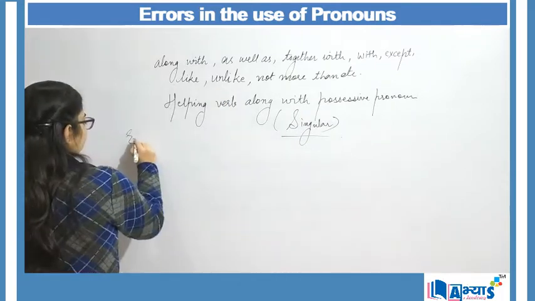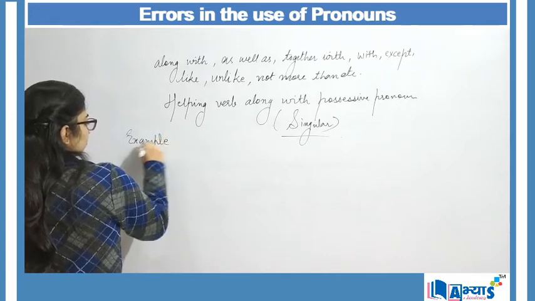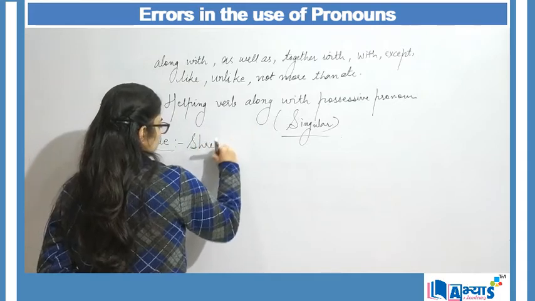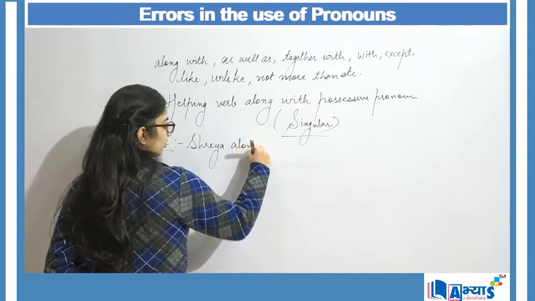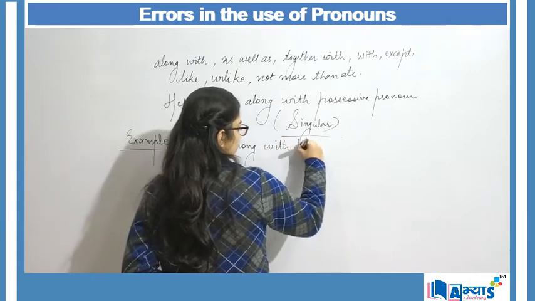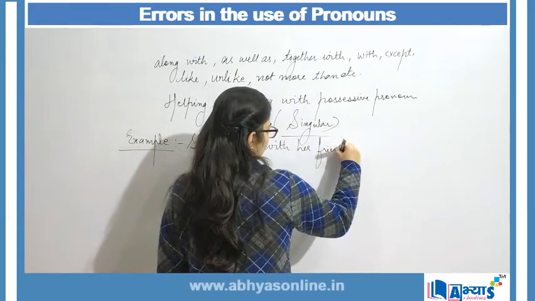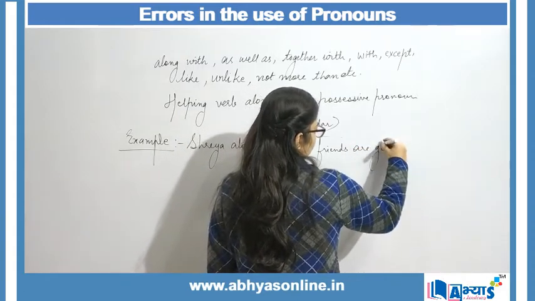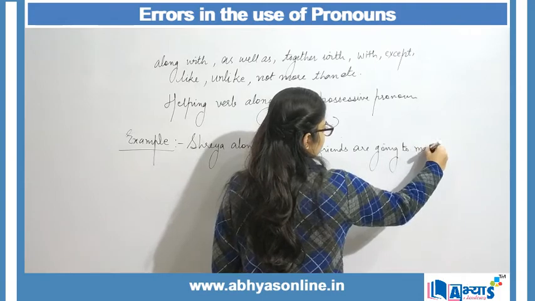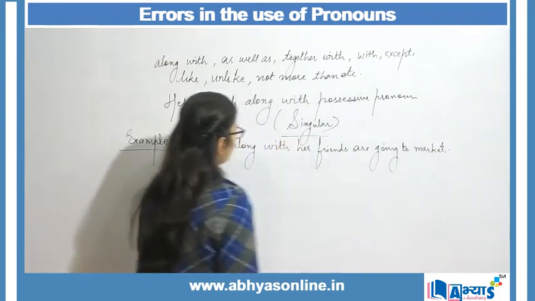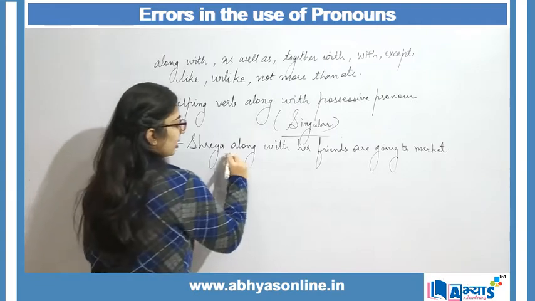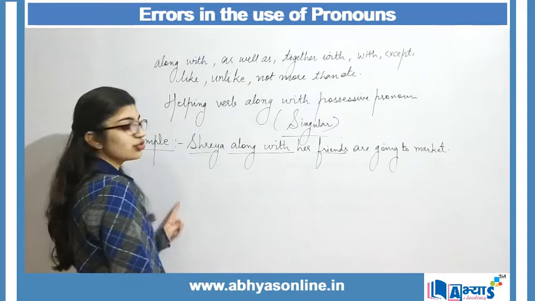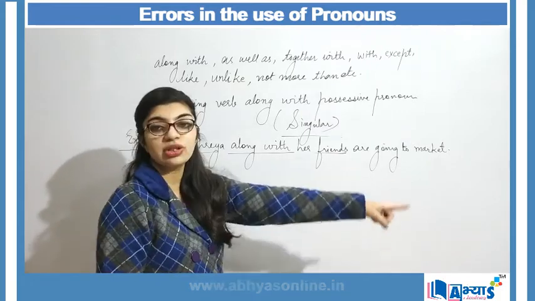So the example can be: Shreya along with her friends are going to market. Shreya along with her friends, along with, right? Two subjects, Shreya and friends. So "Shreya along with her friends are going to market."